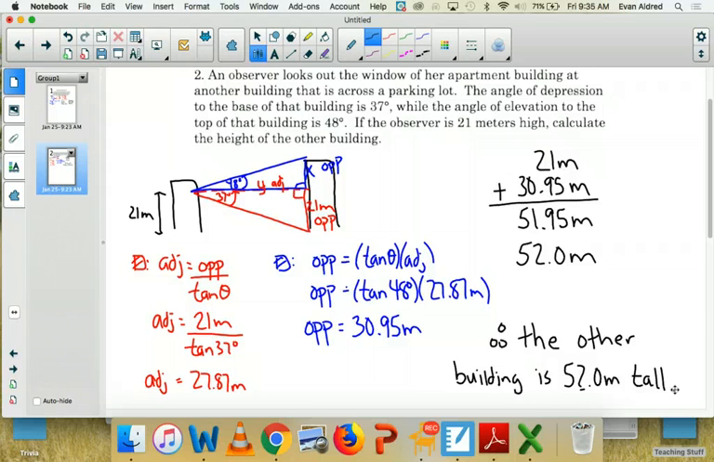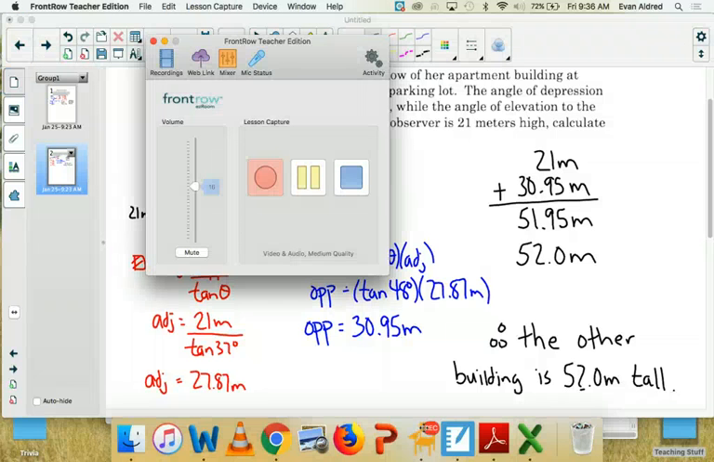Okay, and those are just two additional ways that these problems could look. So now you've seen examples of three different styles of problem. Hopefully that will help you anytime you're faced with multiple right triangles moving forward.